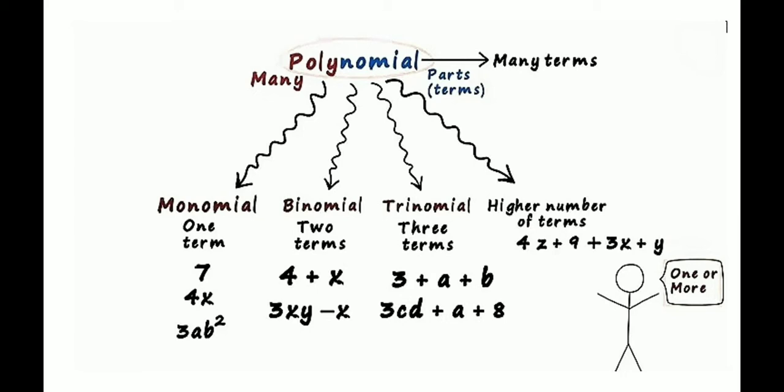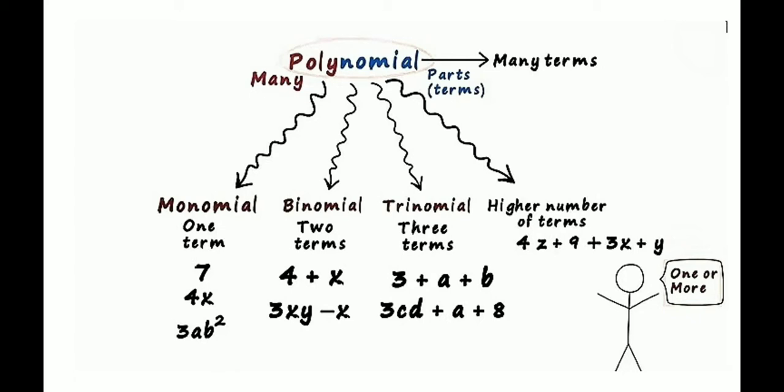If it has only one term, it is called monomial. If it has two terms, it is called binomial. If it has three terms, it is called trinomial. And if higher number of terms, we call it polynomial. So a polynomial can be either one term or may have many terms.